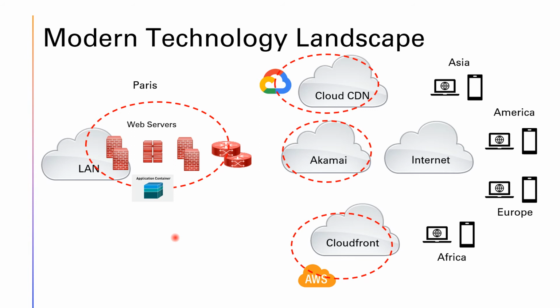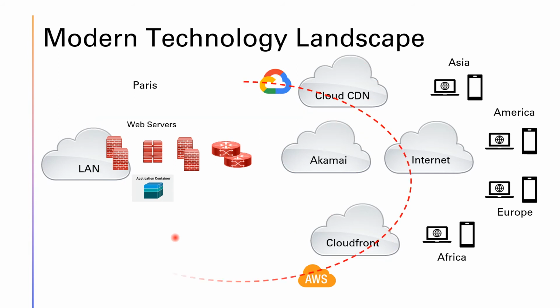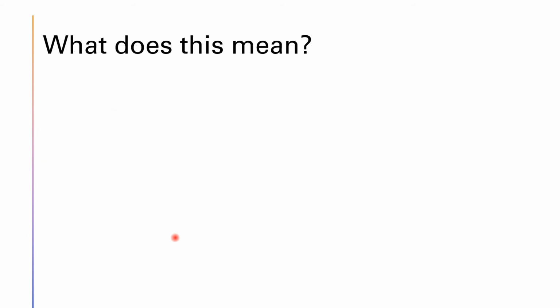So when you're considering the technology landscape and your operational model, you also need to encompass the internet in that operational model, in your monitoring, in your alerting. How can you best serve your clients by having all of your technologies encompassed within your operating model? So what does this mean?